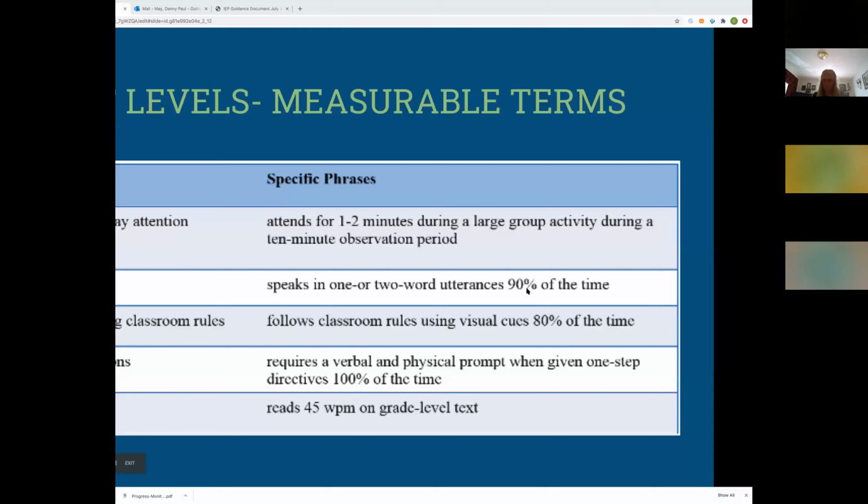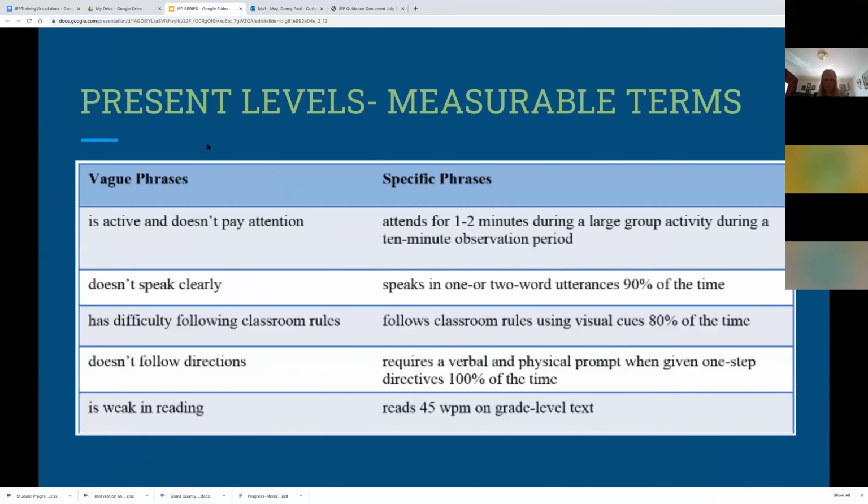And now we're going to get back to, hopefully, what we were talking about before we left for the break. This particular slide is one of my favorite slides when it comes to talking about present level phrases and how we're looking at writing present level phrases.